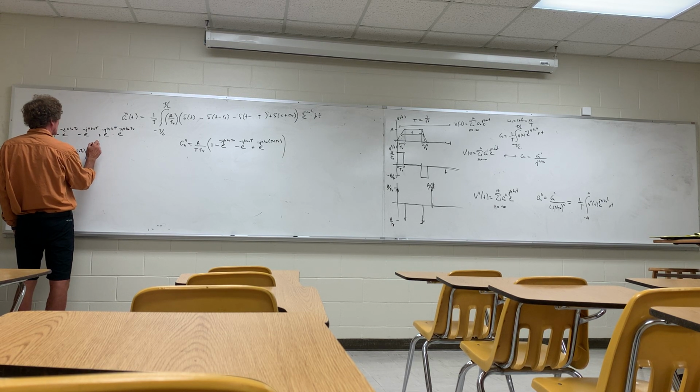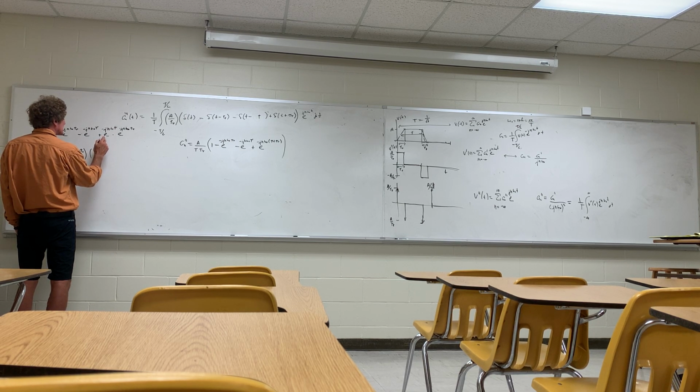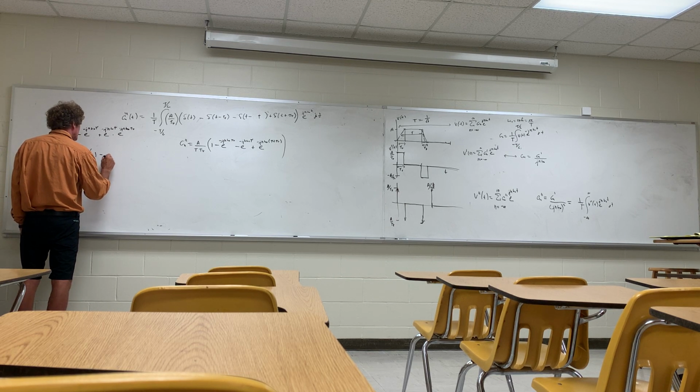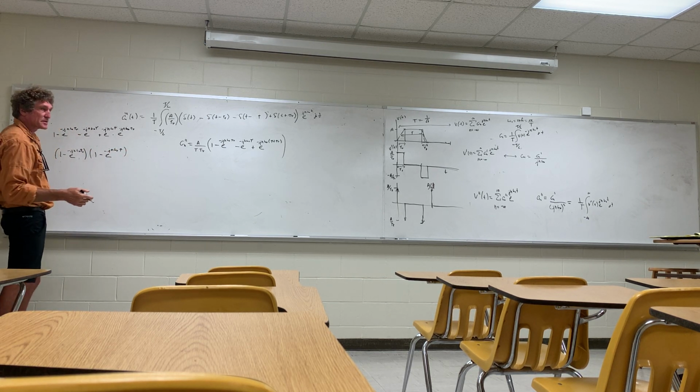Then I have 1 minus e to the minus j n omega naught tau. Now, if you just take a look at this and do the math, you'll see it.